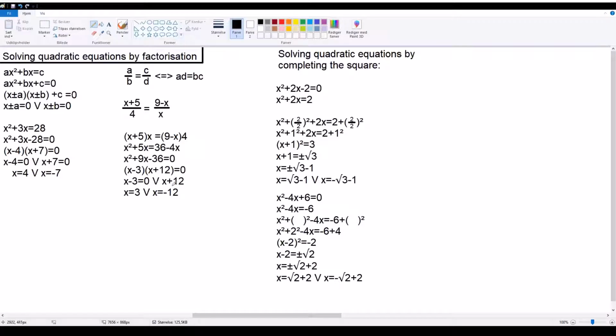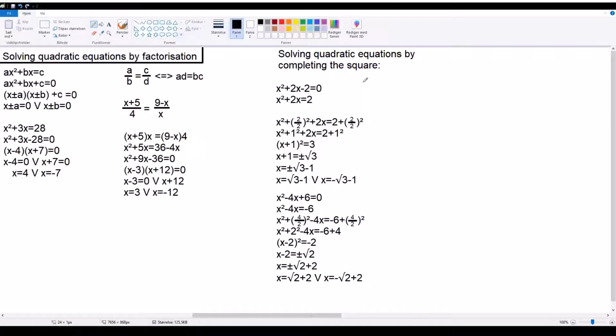Next you factorize by splitting again, and as you can see, negative 3 times 12 equals negative 36, while 12 plus negative 3 equals 9, which is why this makes sense, equals 0. And this means that either x minus 3 equals 0 and or x plus 12 equals 0, meaning that x is either equal to 3 and or it's equal to negative 12.